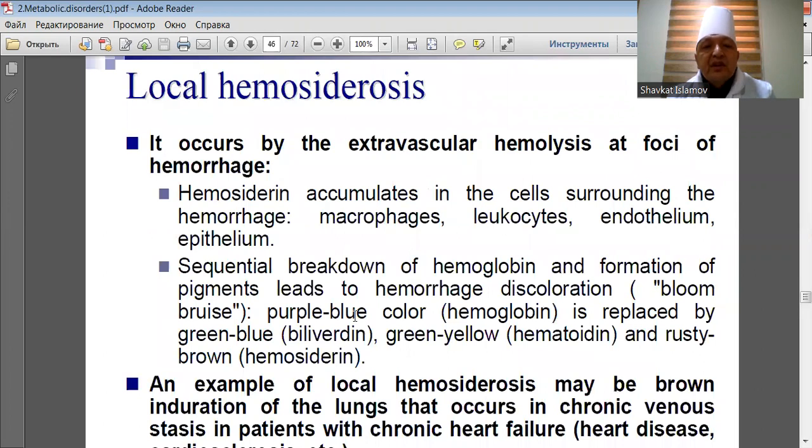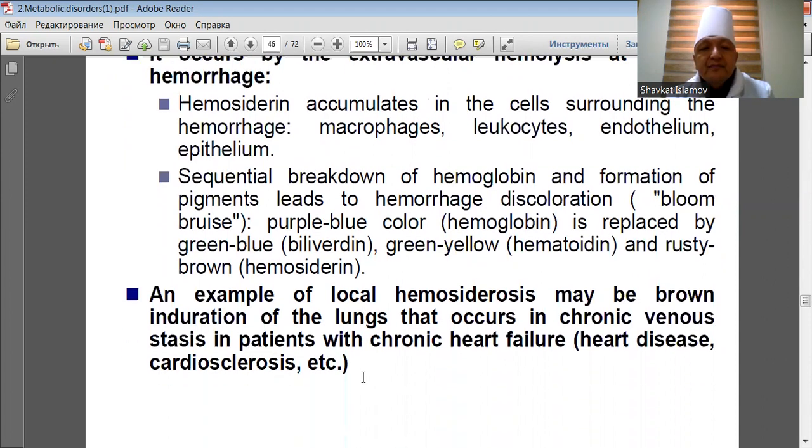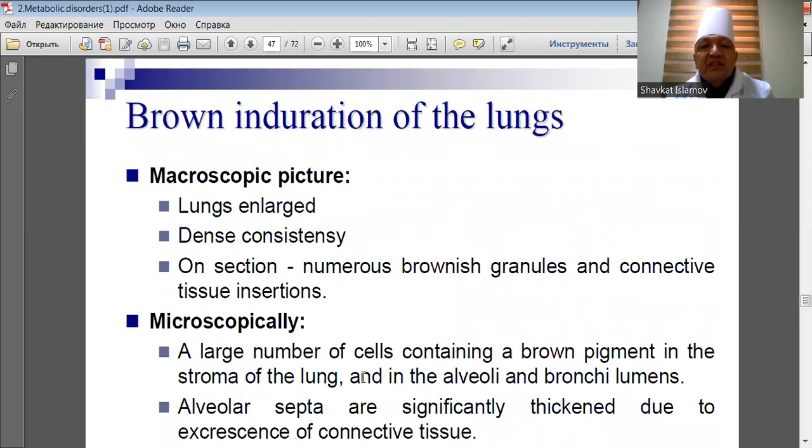Local hemosiderosis. It occurs by extravascular hemolysis at hemorrhage. An example of local hemosiderosis is brown induration of the lungs that occurs in chronic venous stasis in patients with chronic heart failure. Brown induration of the lungs. Macroscopic features. Lung enlarged, denser consistency. On section, numerous brownish granules and connective tissue insertions.